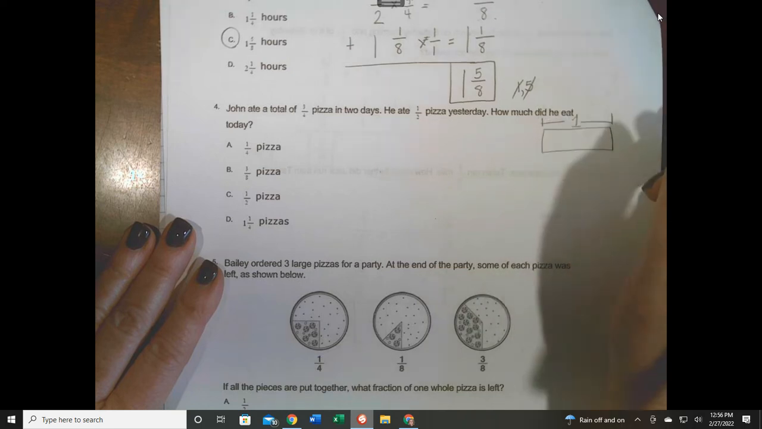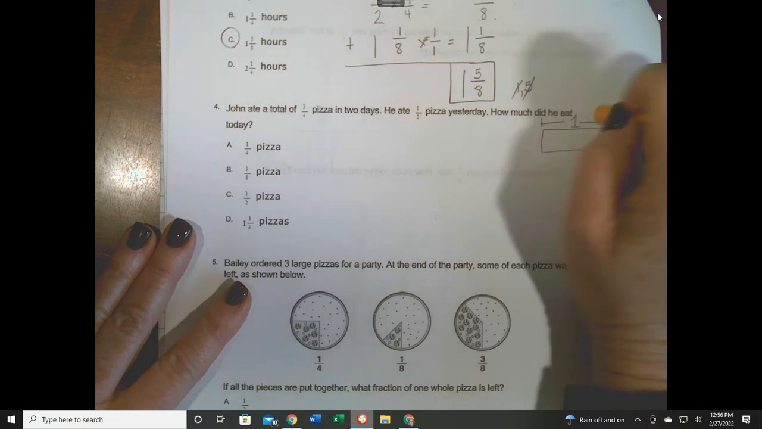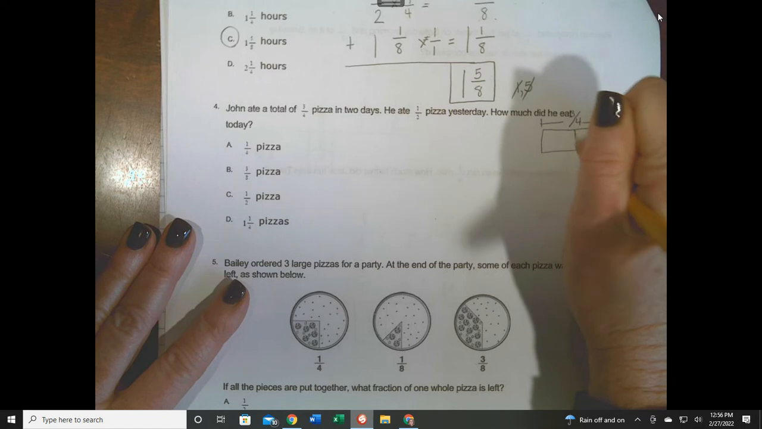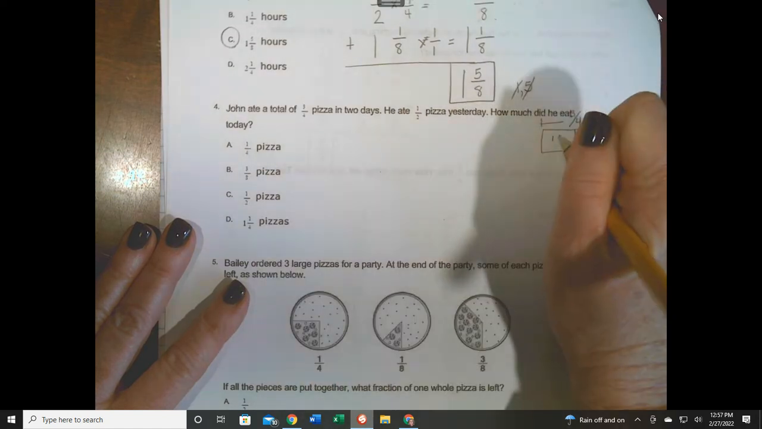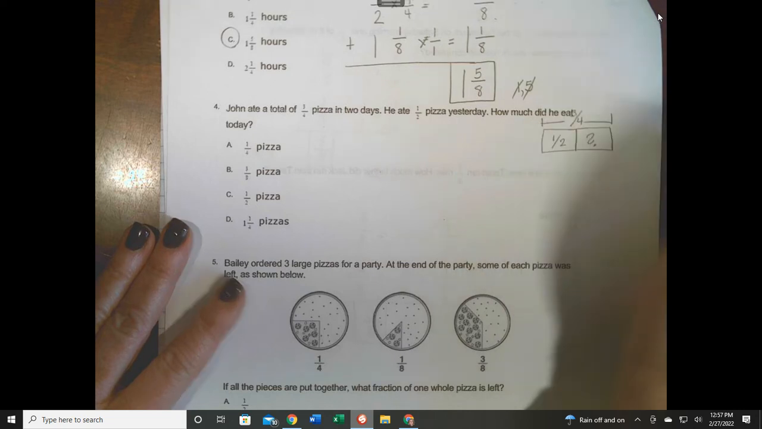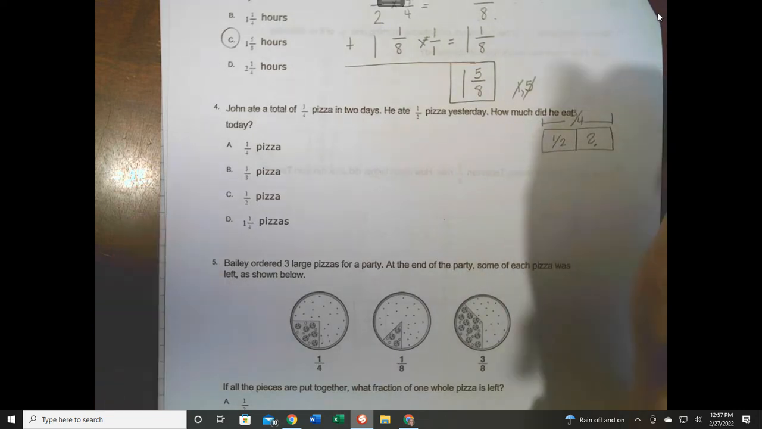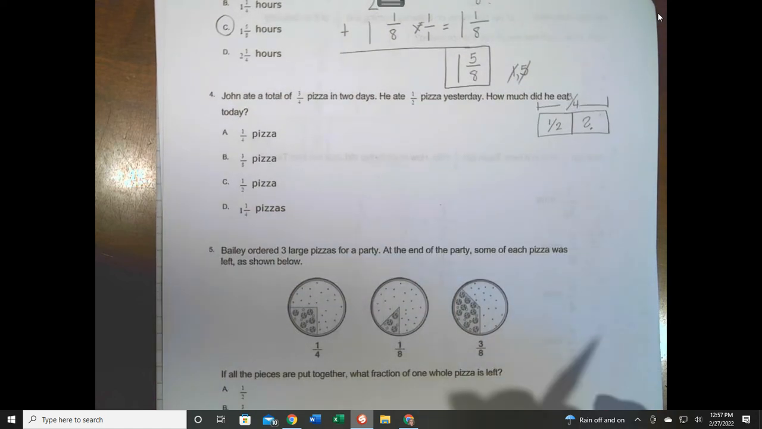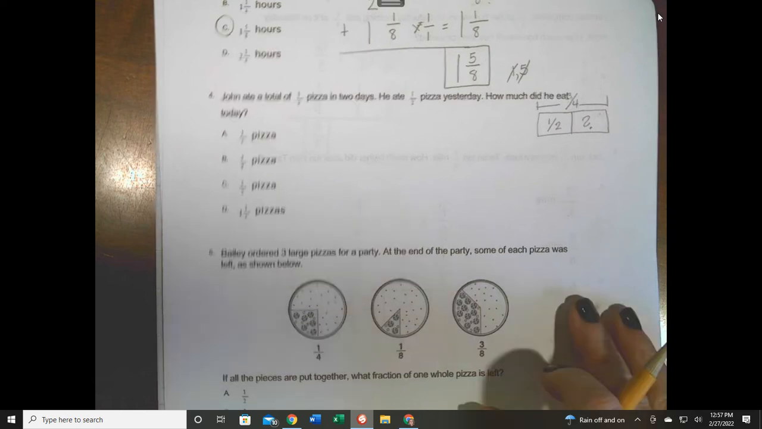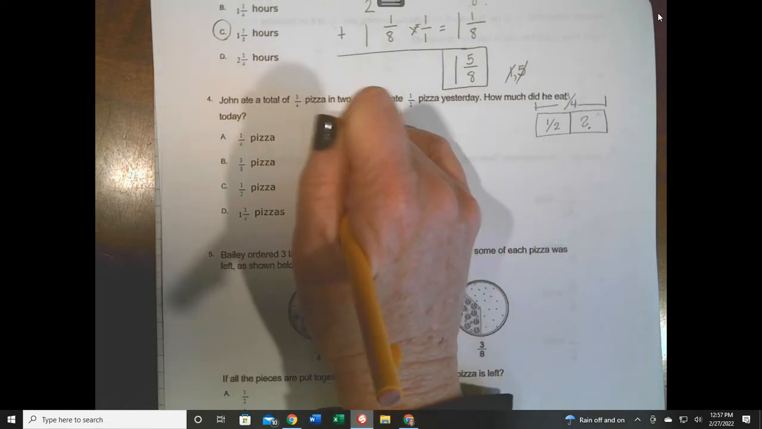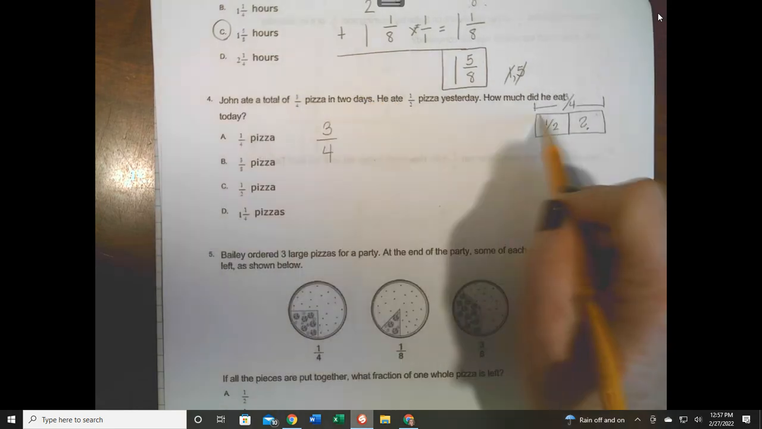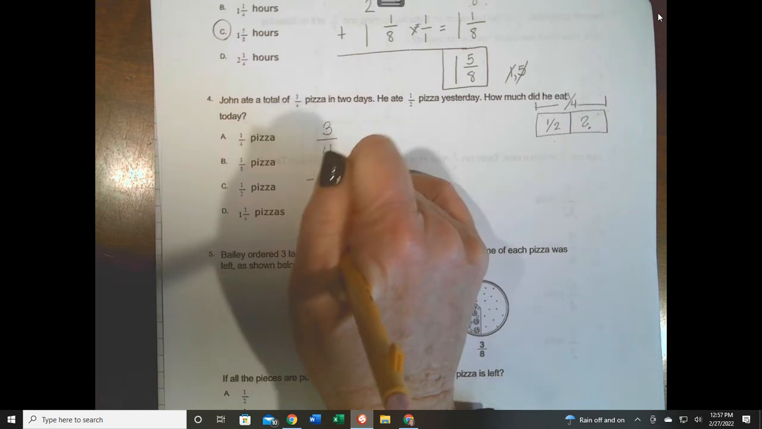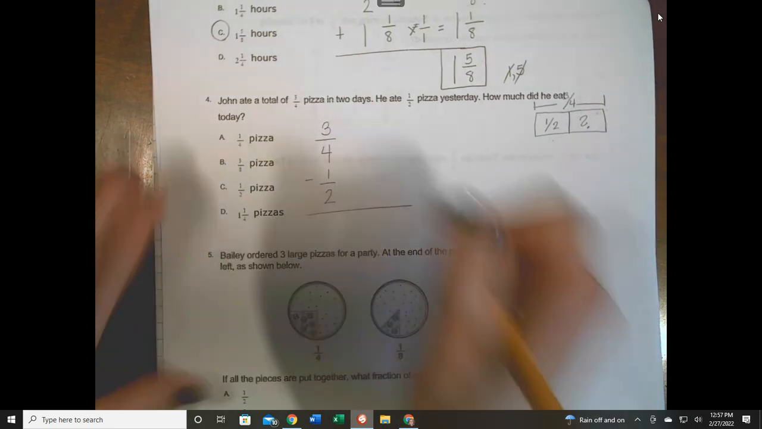Sorry. My bad. He ate 3/4 of a pizza in total over the 2 days, and he ate 1/2 yesterday. So I want to know what was the difference. We're going to need to subtract to find that missing fraction. That's the total amount. He ate 1/2 yesterday. So if we subtract what he ate yesterday, what's left over will be what he ate today.